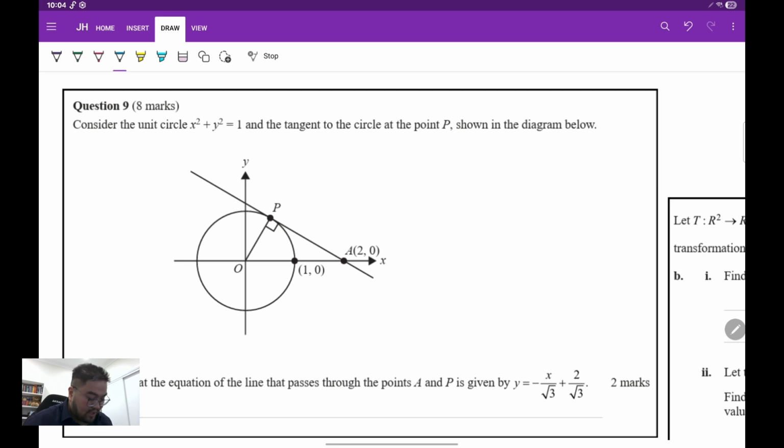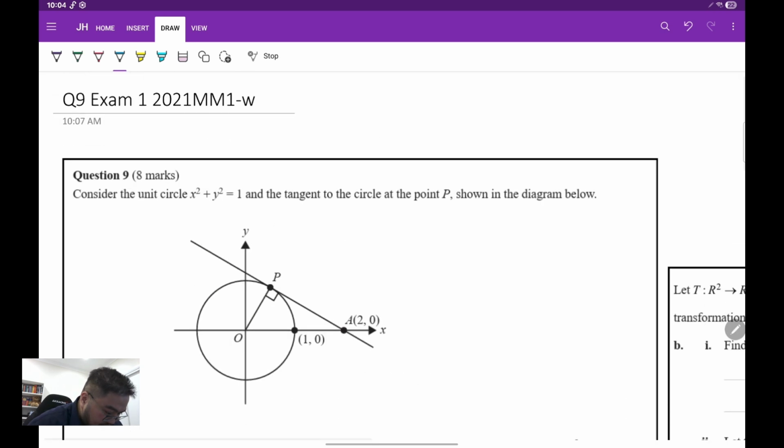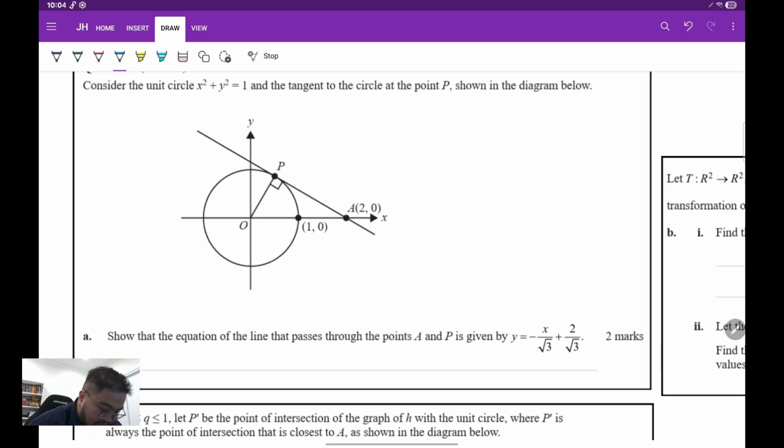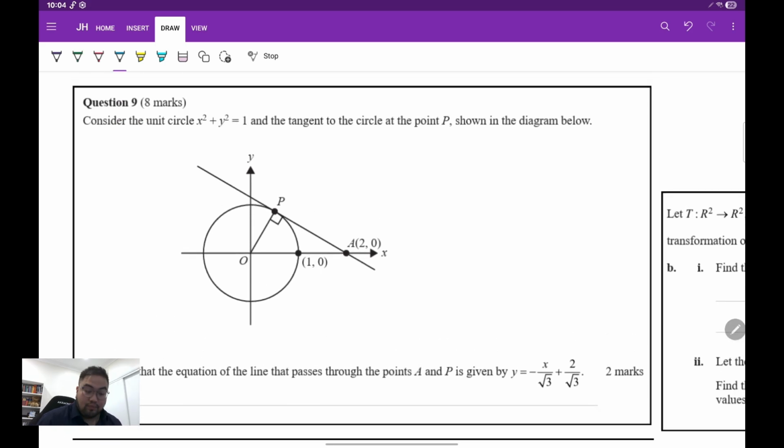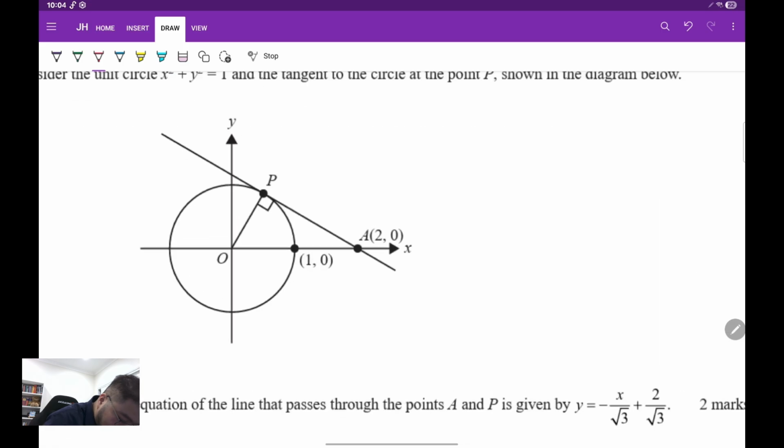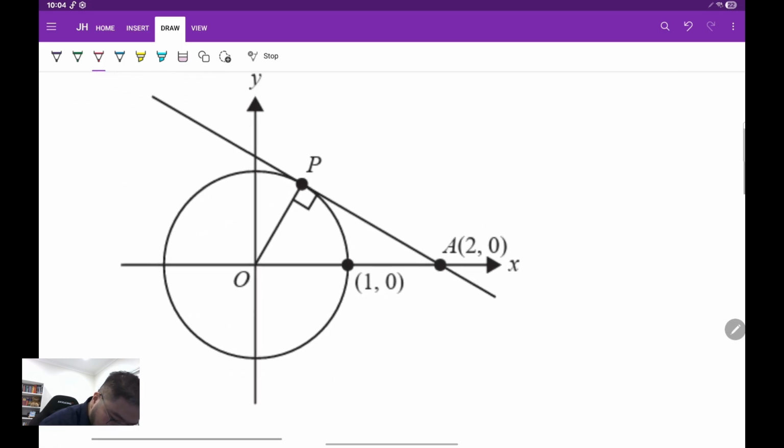All right, so this question here is 2021 Math Methods 1, question 9, and this is tech free. So we've got this unit circle, and this unit circle is asking us to show that the tangent for this particular line, PA, is given by that equation. So we need to dissect a couple of pieces of information from this unit circle.